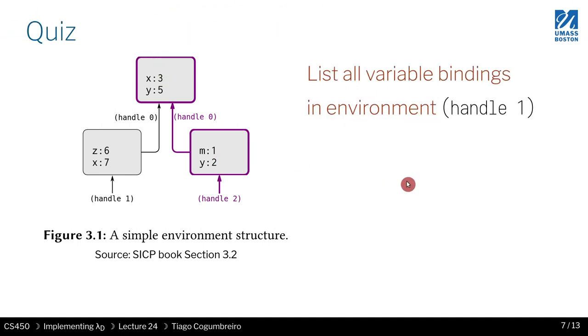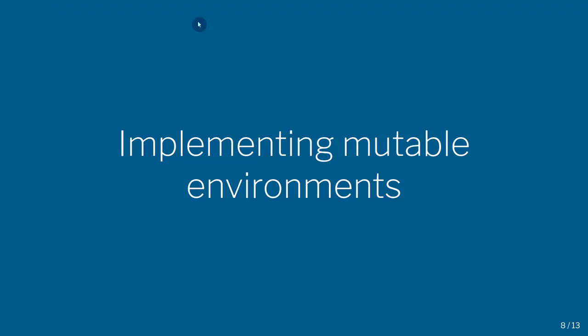What I would like you to try to do is, starting from handle one, write down all the variables that are accessible via handle one, and see if you understand that. Do the same for handle two and handle zero. In the next video, I'm going to implement it live: the notion of an environment, the notion of a frame, and of course their usage.